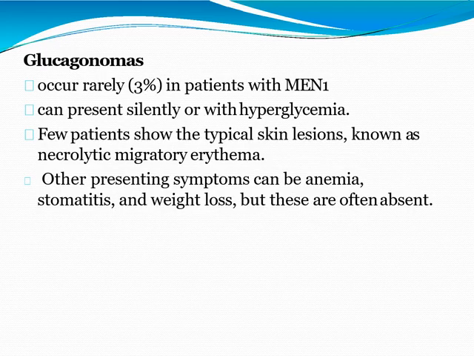Thirdly comes glucagonomas. It is rare, 3% in patients with MEN1, and can present silently or with hyperglycemia. Few patients show the typical skin lesions known as necrolytic migratory erythema. We will show you the pictures in the next slides. Other presenting symptoms can be anemia, stomatitis, weight loss, but these are often absent.